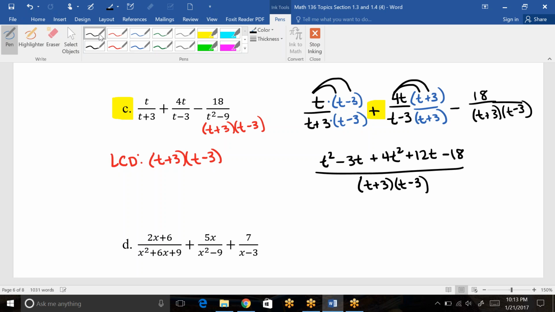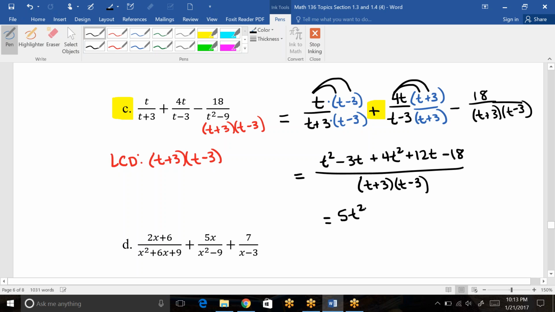Okay, so we need to clean up the top. So we're going to add like terms. So 1 plus 4 would be 5t squared. Negative 3 plus 12 would be positive 9t since they're opposite signs, and we bring down the minus 18. Bring down our t plus 3 and our t minus 3.